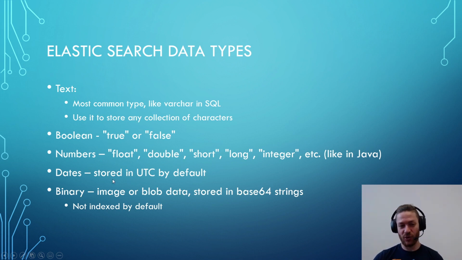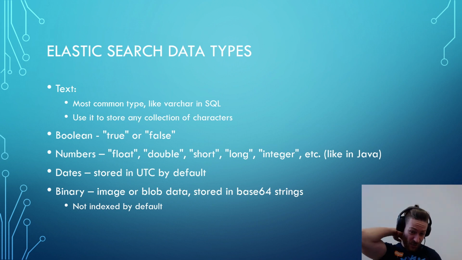We have dates, which are stored in UTC by default, and we may have binary format, which are images or blob data, which are stored in base64 strings. These are not indexed by default because it's very difficult to index blob and binary data. You may provide a custom index, but you need to be sure that the data of the binary files is actually structured in a way.